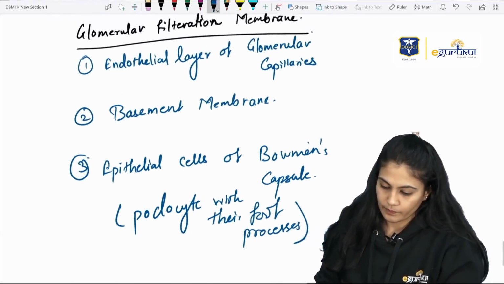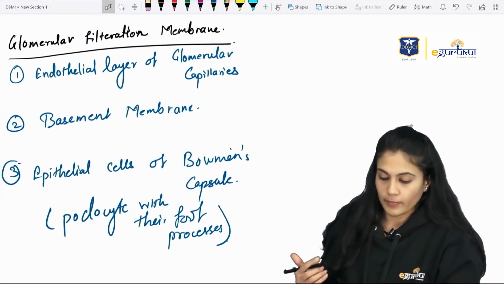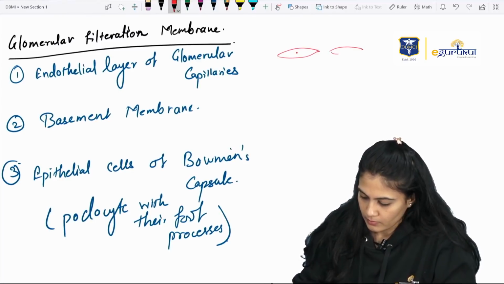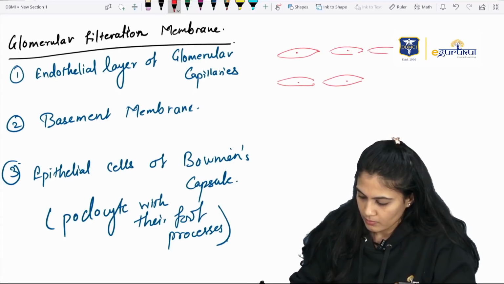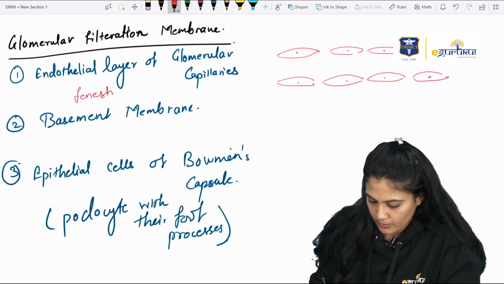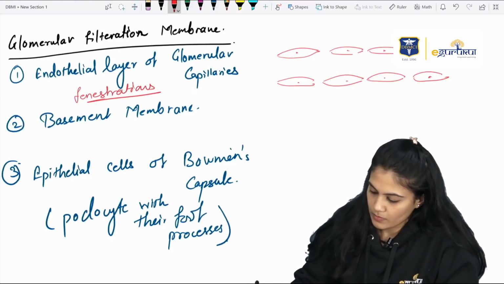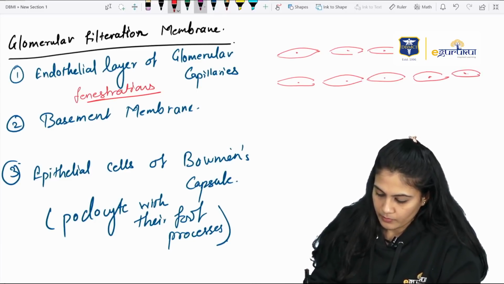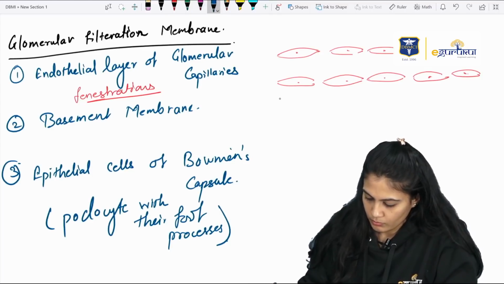Right, okay. Now this is the glomerular filtration membrane. Let's draw it quickly in a simple manner. Suppose this is the glomerular capillary cells, the endothelial cells, right? There are some pores which are larger than in other capillaries, known as fenestrations. So fenestrations are present. Then the basement membrane, let's draw that too. Simple collagen fibers are there, right?